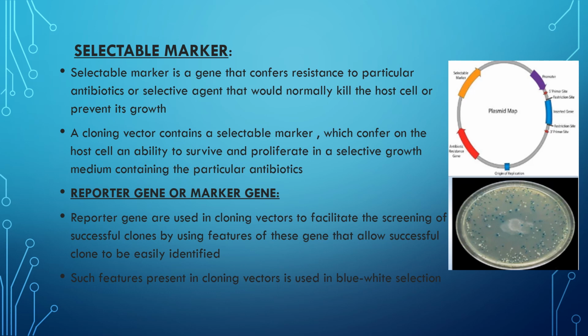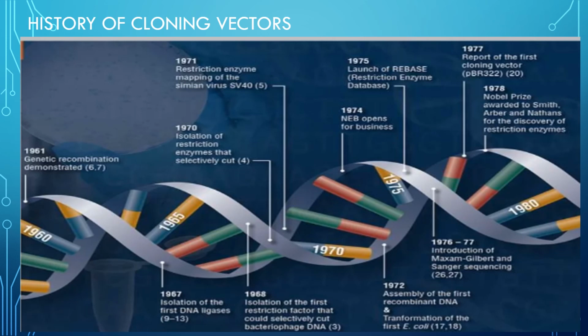Reporter gene or marker gene. Reporter genes are used in cloning vectors to facilitate the screening of successful clones by using features of these genes that allow a successful clone to be easily identified. Such features present in cloning vectors are used in blue-white selection. Here you can see the history of cloning vectors.